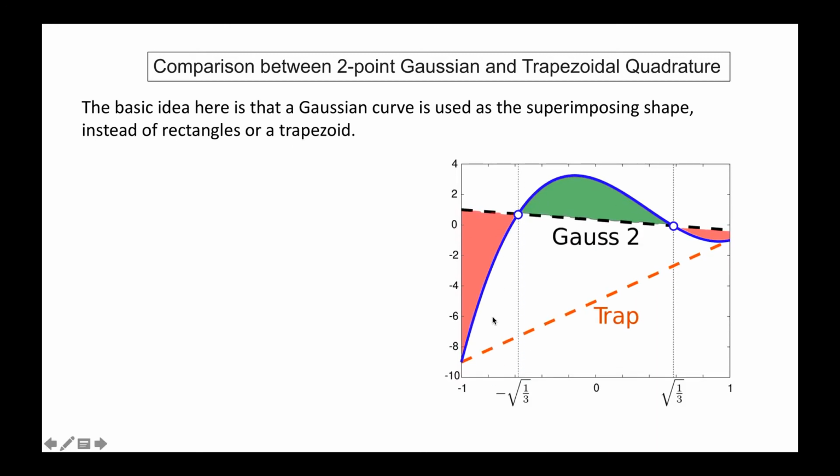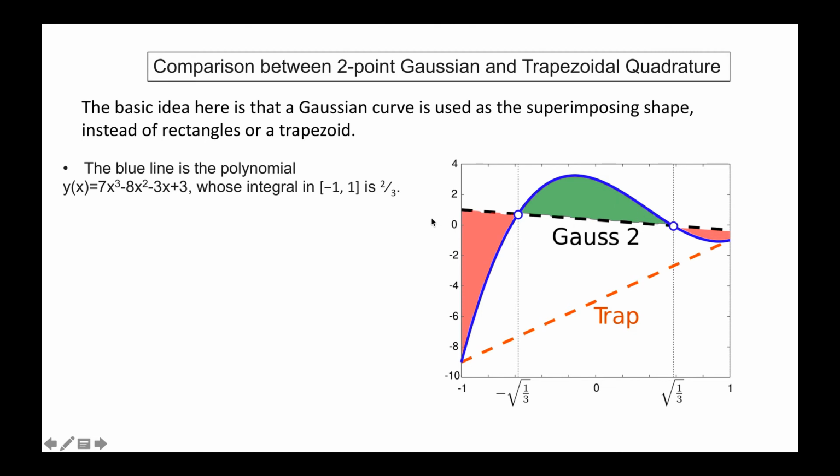So we have considered an example. For n equal to 2, we have the points minus 1 by square root of 3 and plus 1 by square root of 3. We have 2 points, and this blue line is the polynomial y(x) equal to 7x cube minus 8x square minus 3x plus 3, whose integral between minus 1 and 1, this is the interval, is 2 by 3.